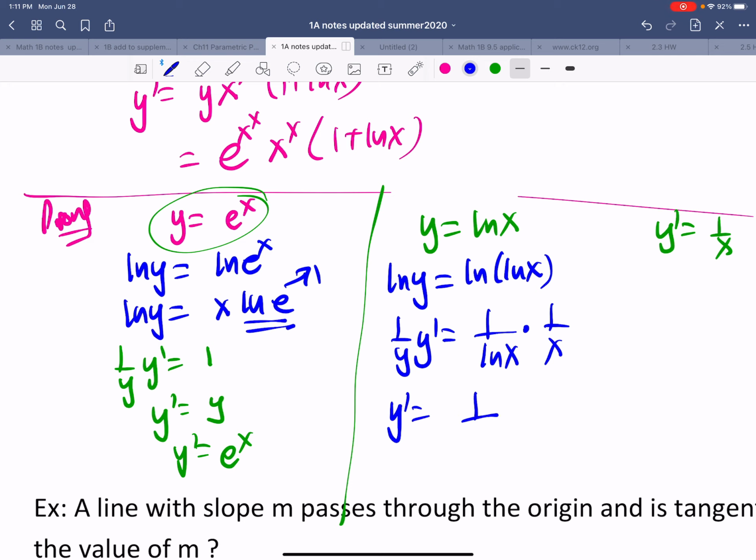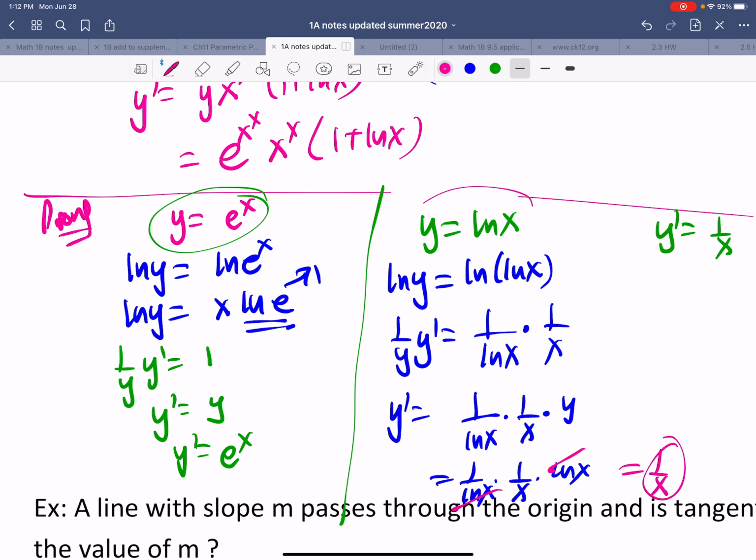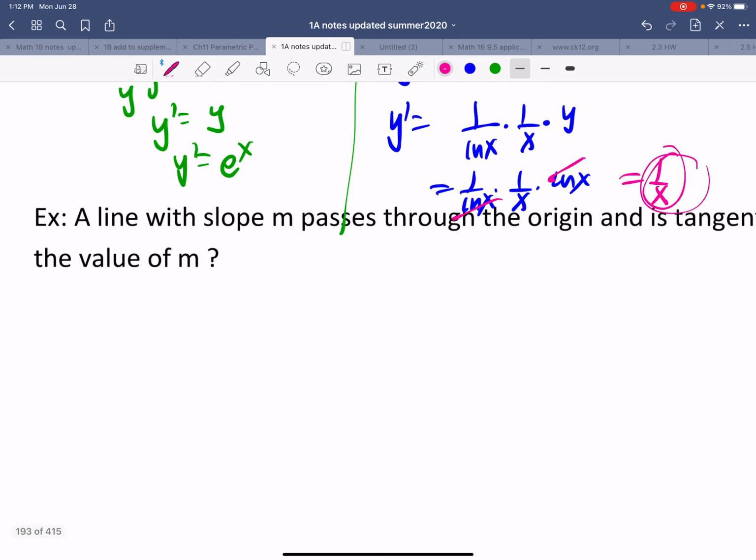Y prime turns out to be 1 over natural log of x times 1 over x times y, which is natural log of x. We can quickly cancel these, and that turns out to be 1 over x. So if y is natural log of x, the derivative turns out to be 1 over x.